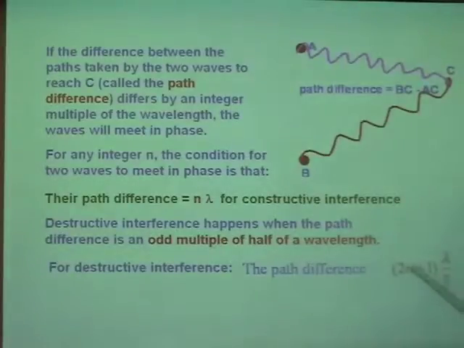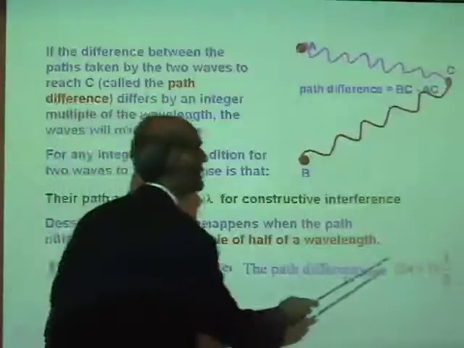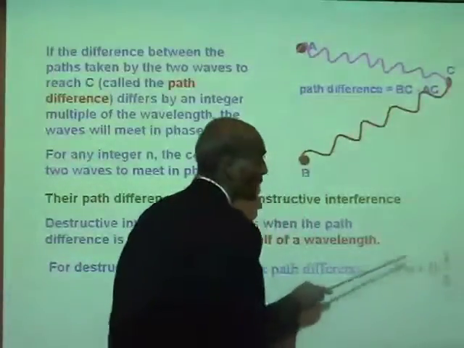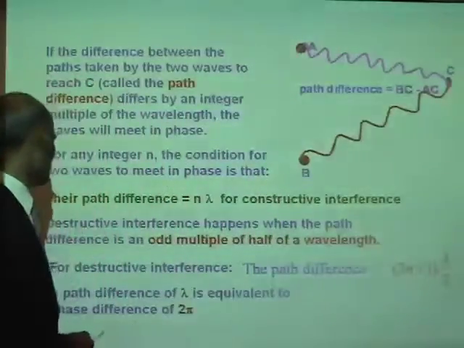n equal to 0 gives me 1 lambda by 2. n equal to 1 will give me 3 lambda by 2. n equal to 2 will give me 5 lambda by 2. So this gives you an odd multiple of half a wavelength. So the condition for destructive interference is that the path difference must be an odd multiple of half a wavelength.